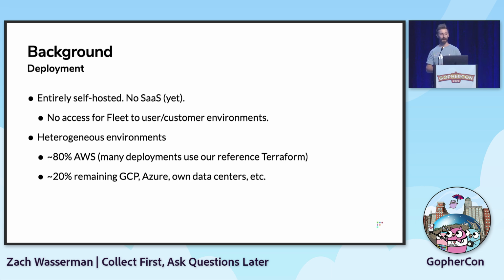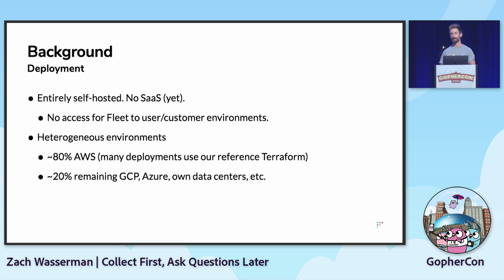And like I said, it's entirely self-hosted. We don't have a SaaS. And so we don't have access to the environments that our users and customers deploy the server in. This was a big motivator for some of the work that we did here to make it easier to do this kind of debugging. But I think that this strategy also applies to places where you do have more direct access to your services running in production.